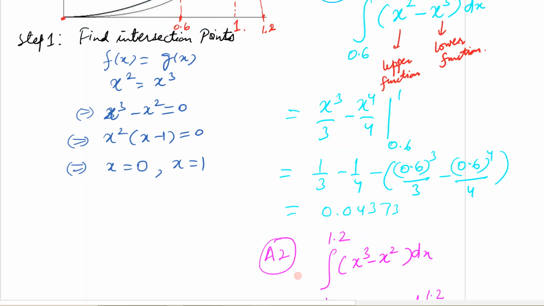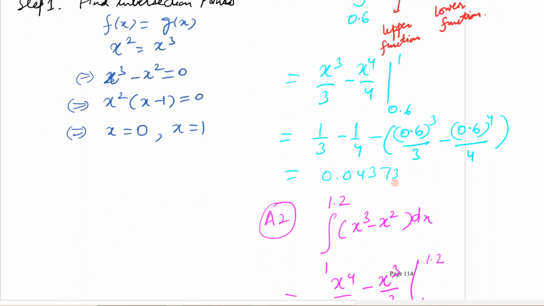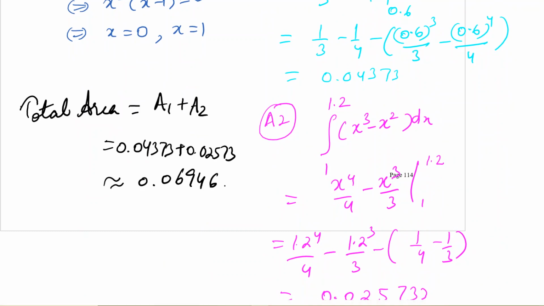And in the end, since we are interested in the total area, we do A1 plus A2. So the total area is given by A1 plus A2, which is about this many square units. I hope that makes sense.